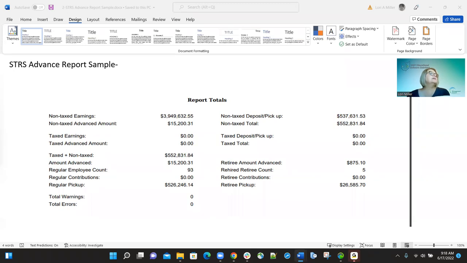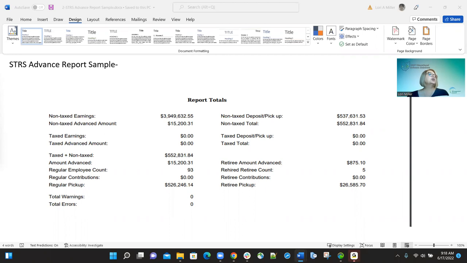Josh asking, we are seeing the STRS Advance report sample. Should we be seeing something else? No. Right now, all I have up there is that sample report, and that's all I wanted you to see. Like I said, that document I'm using, I will be putting out there so you have access to that as well. And that's something that she said to disregard. Sorry, I didn't scroll down far enough to see that.